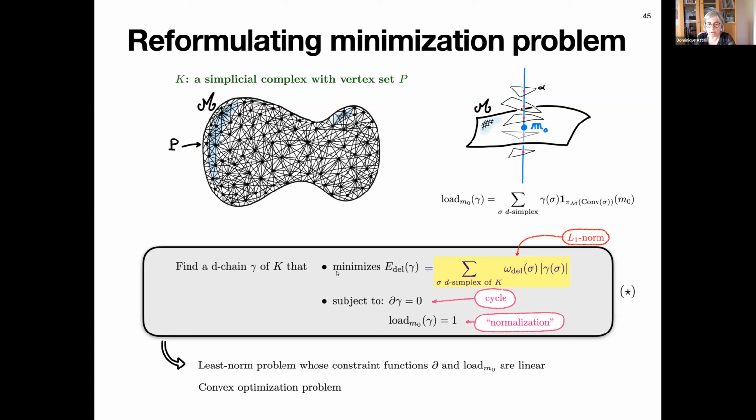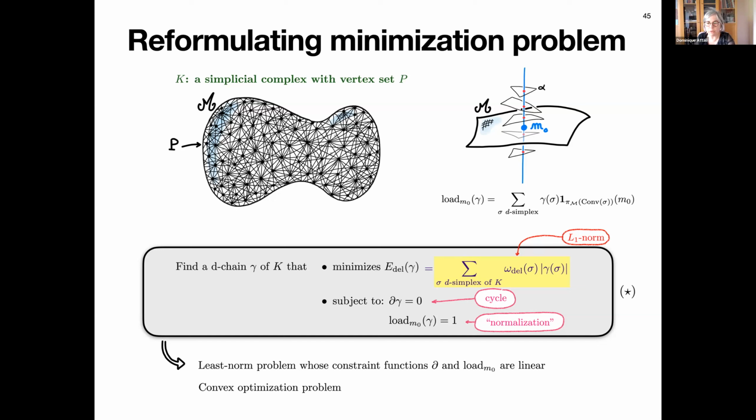And so we are going to consider the problem which minimizes this Delaunay energy among all d-chains that are cycles, unnormalized. So one can see that under this form, we get a least norm problem whose constraint functions are linear. So this is a convex optimization problem.